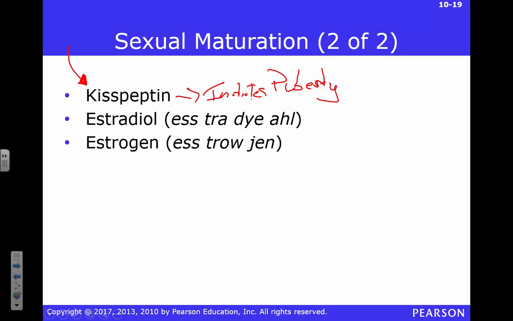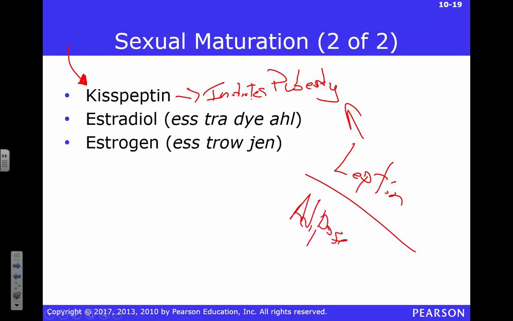Kisspeptin initiates puberty. Interestingly, it's under the control of this guy called leptin, right? And leptin actually comes from adipose tissue. So what you'll actually see, particularly in females, is that young female humans who have a lower body fat percentage will actually go into puberty later than females that have a higher body fat percentage. And that's because of the presence of leptin and the amount of leptin that you have.